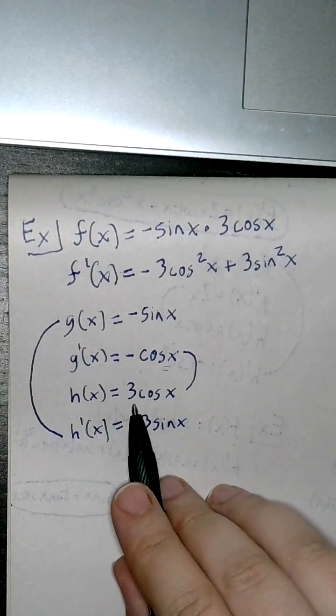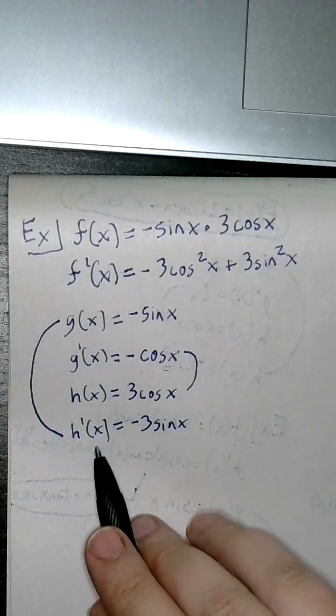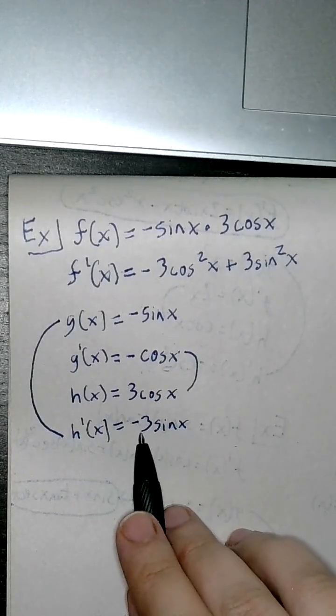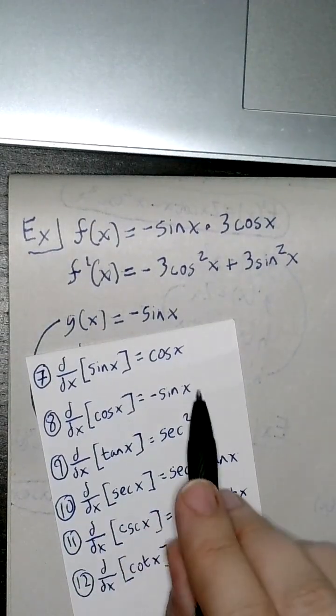Yeah, so here, if the original function is 3 times cosine of x, then h prime of x, which means the derivative of h of x, is just negative 3 times sine, according to this rule right here.